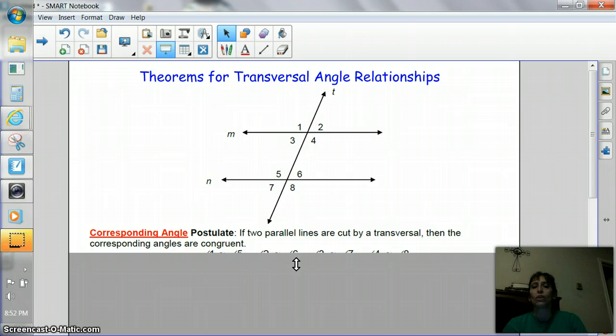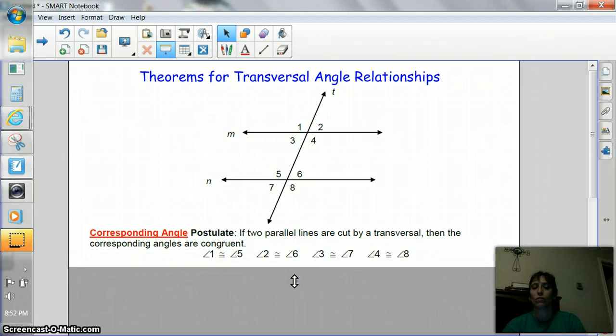So remember, we said that corresponding meant that they're in the same position on the parallel lines where the transversal meets them. So for instance, angle 7 would be congruent to angle 3. And on this video, it actually goes through and tells you which angles are congruent. It says that angle 1 is congruent to angle 5. 2 and 6 are congruent because they're both on the top right side. 3 and 7 are congruent because they're on the bottom left. And 4 and 8 are congruent because they're on the bottom right.